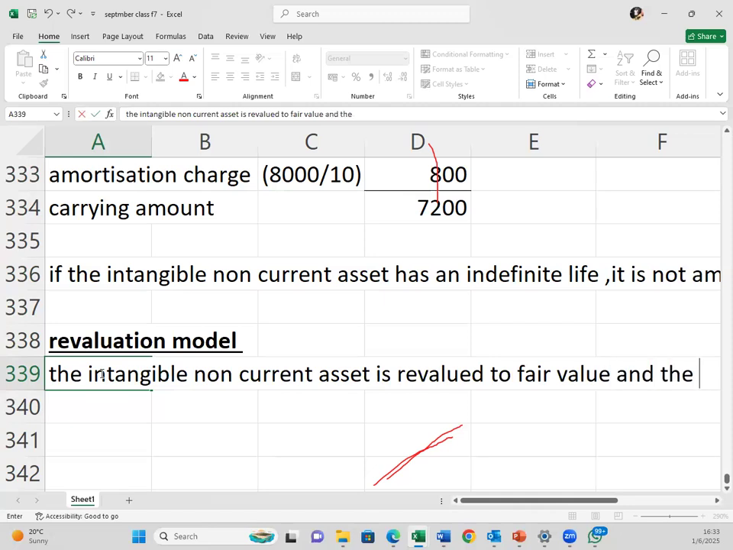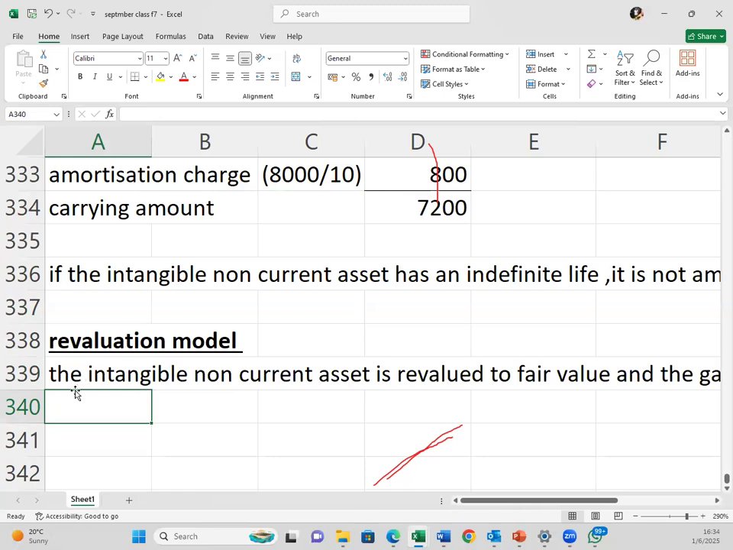And the gain taken to OCI. However, there are conditions that must be there. So it's not just a matter of you calculating using the revaluation model. This model is not advisable to use. So why? In most cases, there are no active markets for intangible non-current assets.